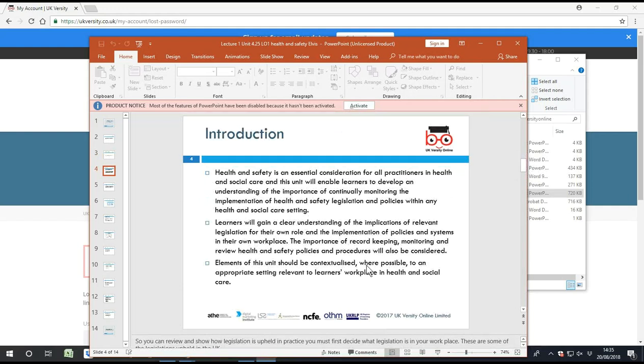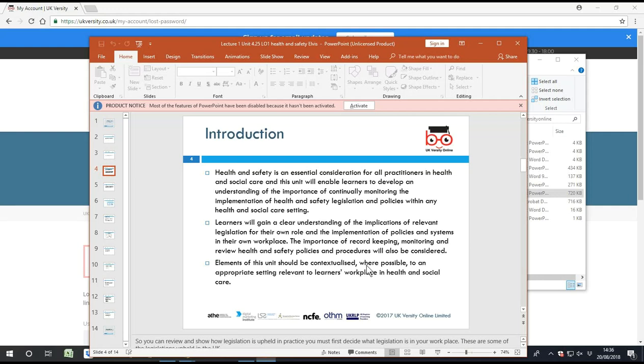Now, we need to understand what health and safety is all about. Health and safety is an essential consideration for all practitioners in health and social care. And this unit will enable learners to develop an understanding of the importance of continually monitoring the implementation of health and safety legislation policies within any health and social care setting.